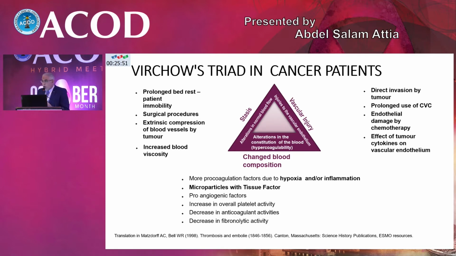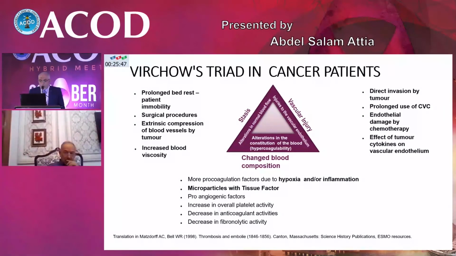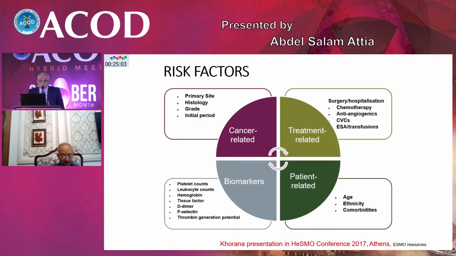And a change in the blood composition: cancer itself initiates procoagulability due to hypoxia and inflammation. The more hypoxia the patient has because of his cancer, the higher his coagulability. There are microparticles with tissue factors and pro-angiogenic factors, increased overall platelet activity, decreased anticoagulant activity, and decreased fibrinolytic activity. Also vascular injury due to invasion of the tumor, prolonged use of chemotherapeutic agents, endothelial damage by chemotherapy, and the effect of tumor cytokines on the vascular endothelium.